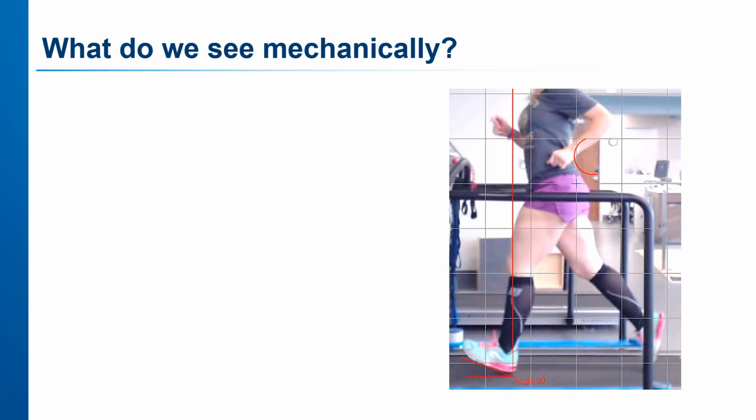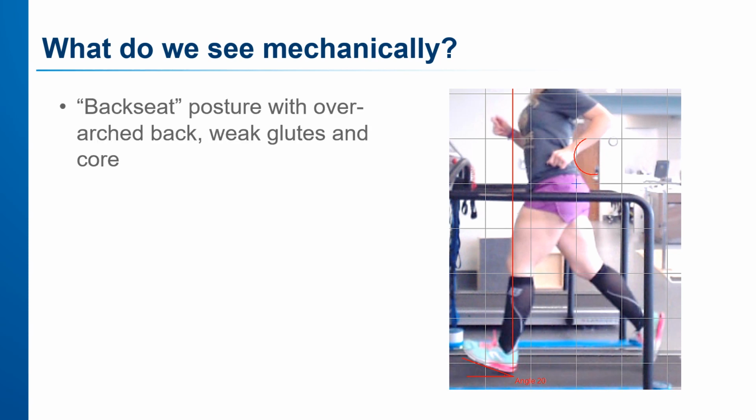So what problems do we see mechanically in the sagittal plane? First thing I look at is actually posture. She has a bit of a backseat type posture with a little bit of overarching in the low back there. This could be caused by a combination of weak glutes and weak core muscles. She had issues with diastasis recti after having babies, so probably a little bit of core weakness.